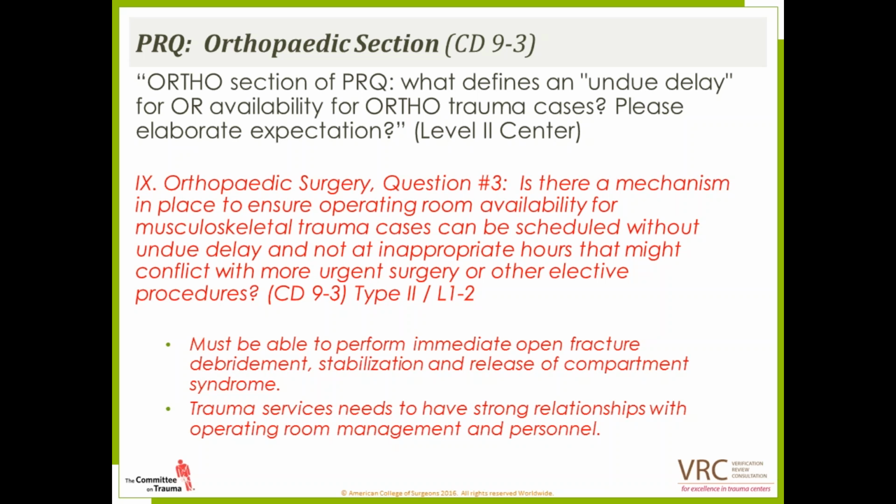So basically, they're asking us what undue delay is, and what we're asking is that there is an operating room or a process by which the orthopedic surgeon can get in immediately to be able to perform an open fracture debridement, stabilization, and release of compartment syndrome. So they have to have the availability to get in there. And what that may take is having a relationship with the operating room management and personnel for a room.